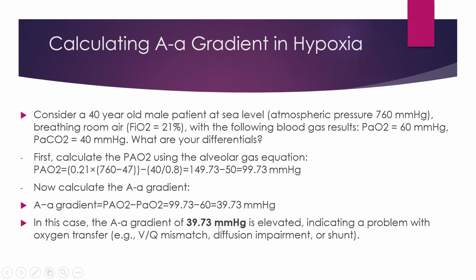So this A-a gradient is elevated above the 14 that we expect for this patient at 40 years old. So what does this tell us? The problem here is that of oxygen transfer, either a V/Q mismatch or a shunt or diffusion impairment. And this is the relevance of calculating A-a gradients for our patients.